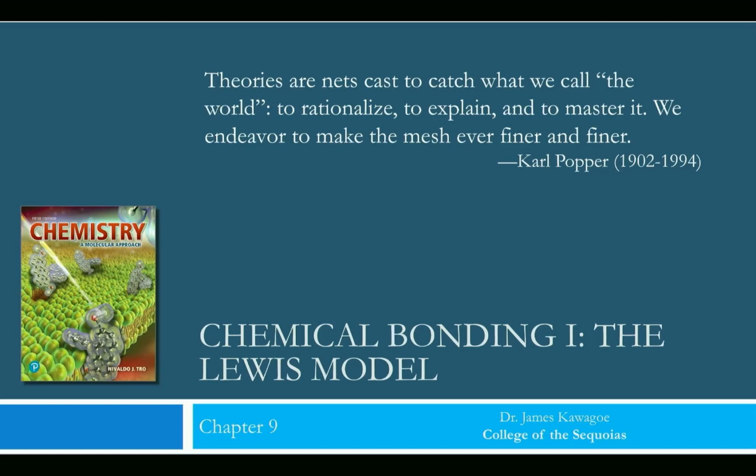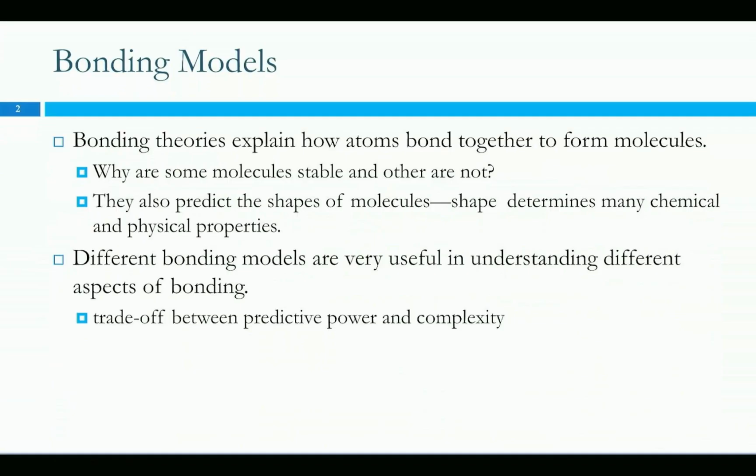So the Lewis model is an example of a model that's not perfect, but gives us a lot of information about molecules rather than just individual bonds. Bonding theories in general give us explanations for how atoms bond together to form molecules and why. So why some would be stable, why others would be not stable or unstable. You use different models in different areas because there's a trade-off between predictive power and complexity.